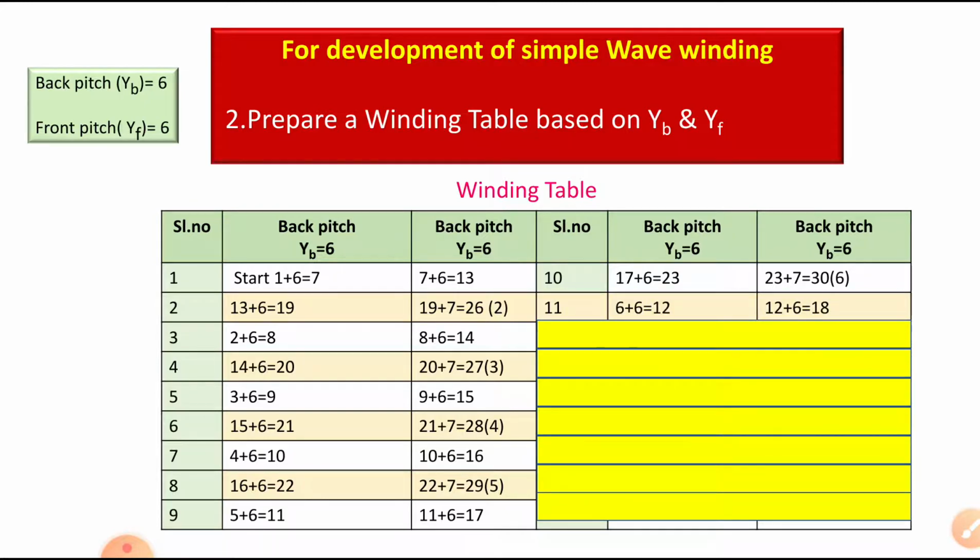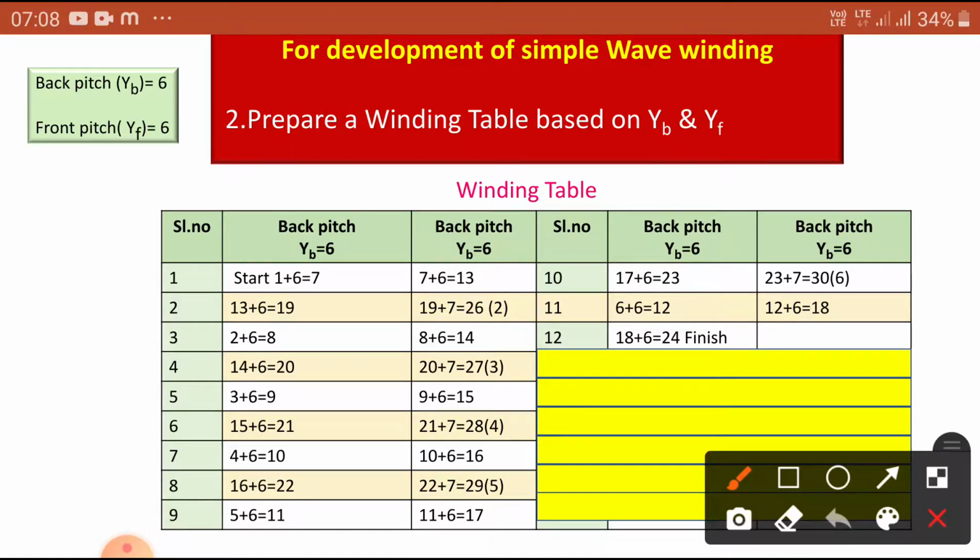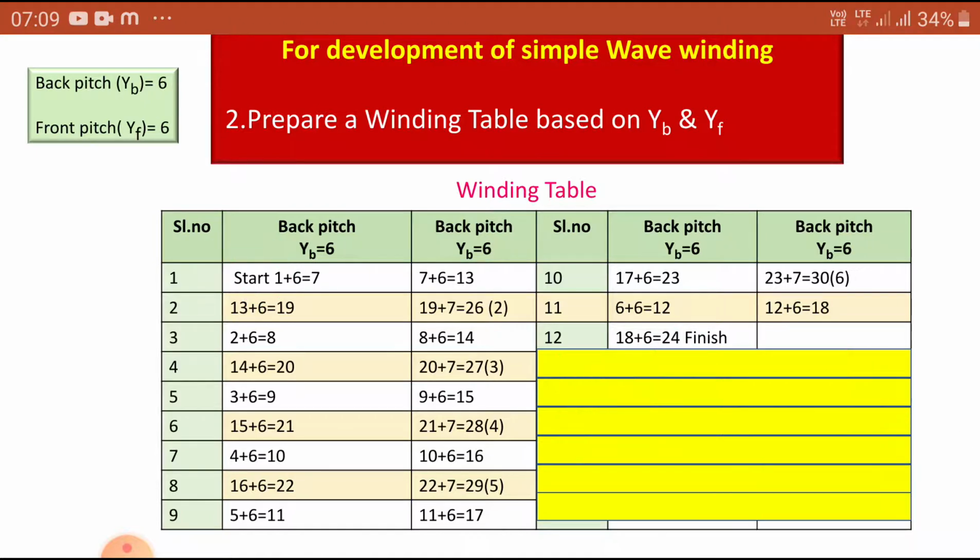Now 6 plus 6 is equal to 12, 12 plus 6 is equal to 18, 18 plus 6 is equal to 24. So 24 is the last conductor, dear students. It is the finish. We started at conductor 1 and we finished at the last conductor. We have only 24 conductors, 1, 2, up to the 24th conductor. Okay, so this is the total winding diagram, dear students. It is very simple. Now after getting this winding table, let us enter into the third step. What is the third step?